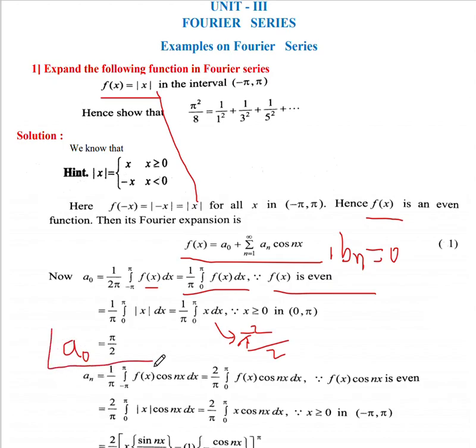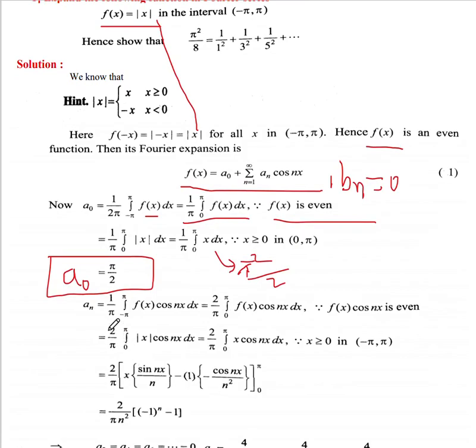Now we will find out the second coefficient, that is an. The formula is given as an equal to 1 upon pi integral minus pi to pi f of x cos nx dx. So here the interval is minus pi to pi. Here f of x is an even function, and we also know that cos nx is an even function. Then the product of even functions always becomes an even function.